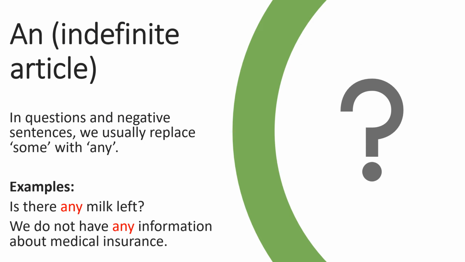In questions and negative sentences, we usually replace some with any. For example, is there any milk left? We do not have any information about medical insurance.